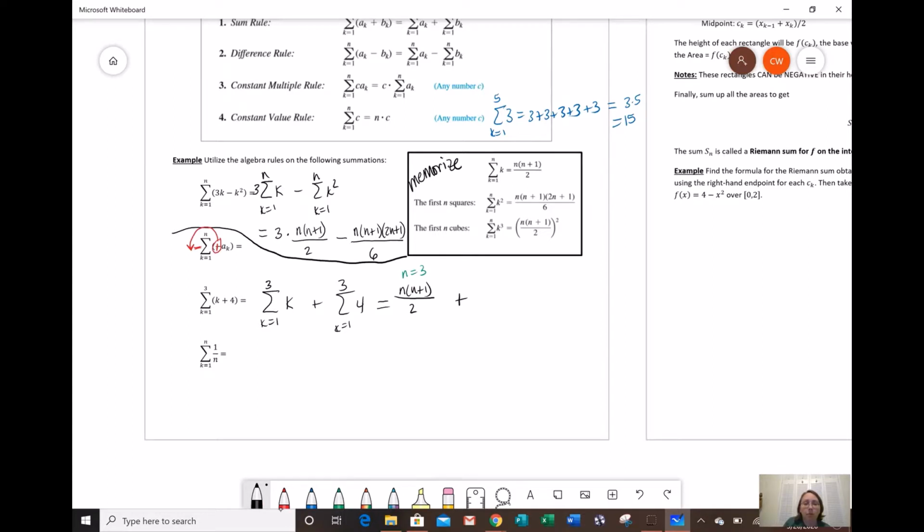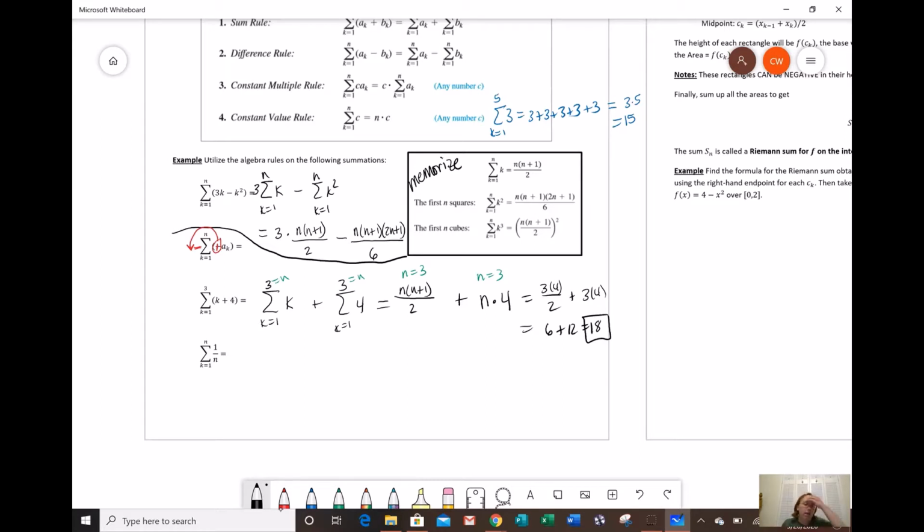Plus the sum of the 4's. So this is the constant value rule. We're adding up 4 three times. So literally you would do 3, the n, times 4. So it's the n value times our constant of 4. The n value here is 3. It's up here, so this is our n. So plug everything in: 3 times 4 over 2 plus 3 times 4. And we end up with 12 over 2, or 6, plus 12, which is 18.